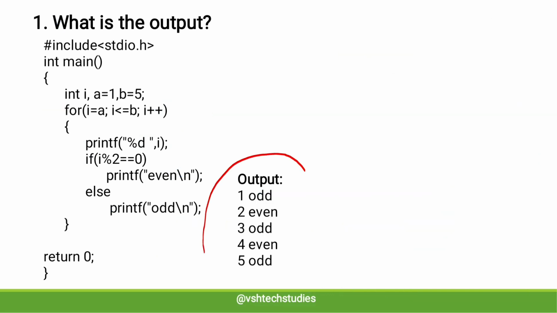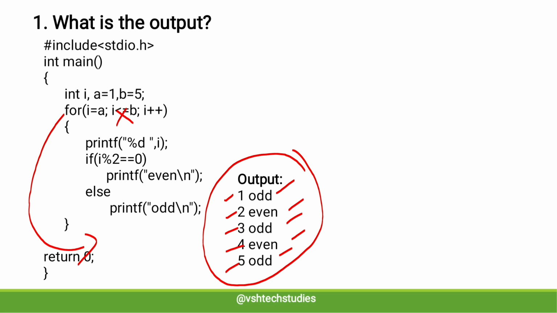So the output on the screen is this. What is printed? 1 odd, 2 even, 3 odd, 4 even, 5 odd. Because next the I value becomes 6, and 6 is not less than or equal to 5. The control has gone out of the loop.